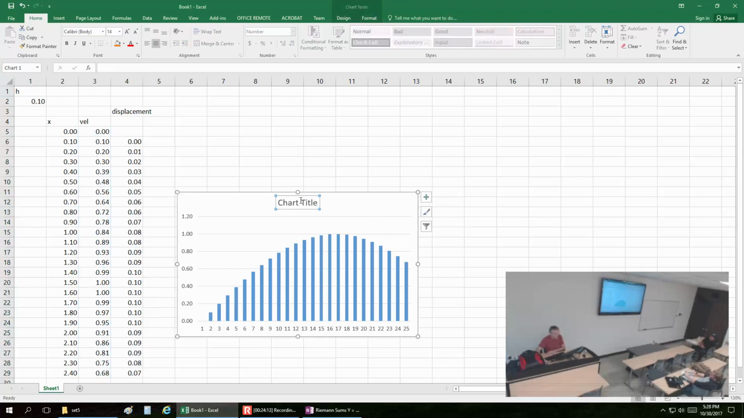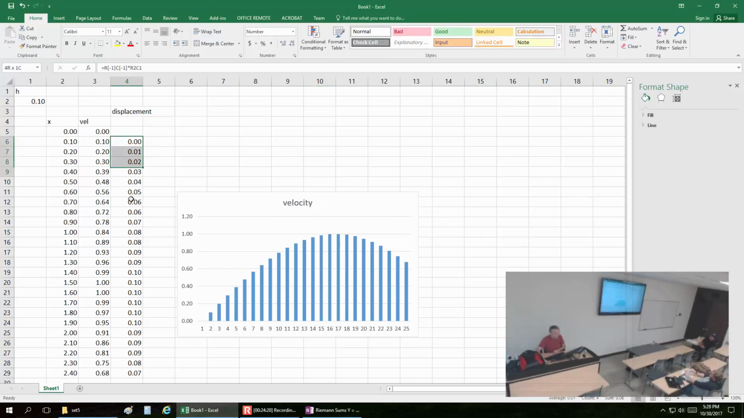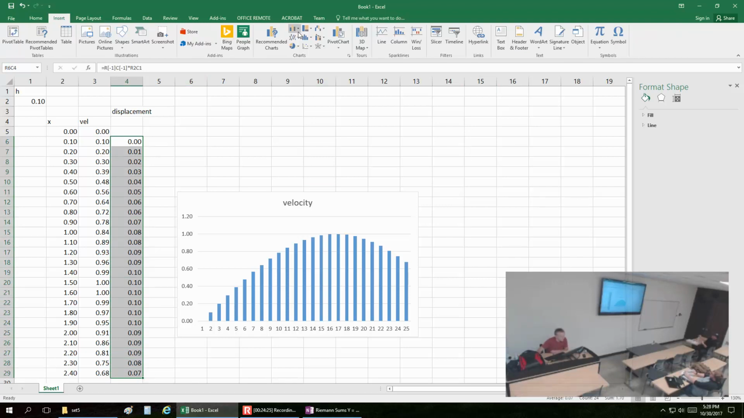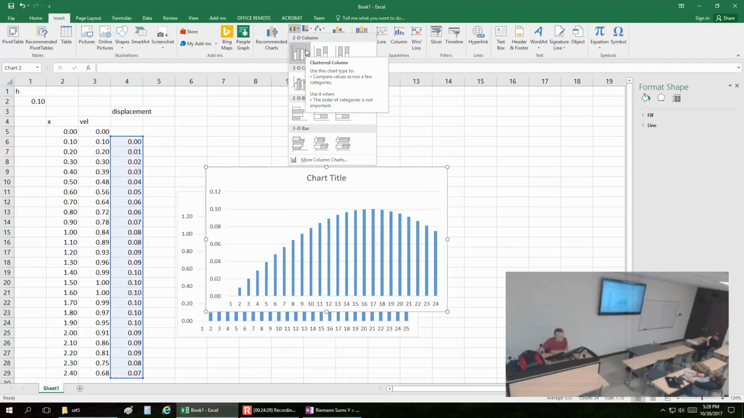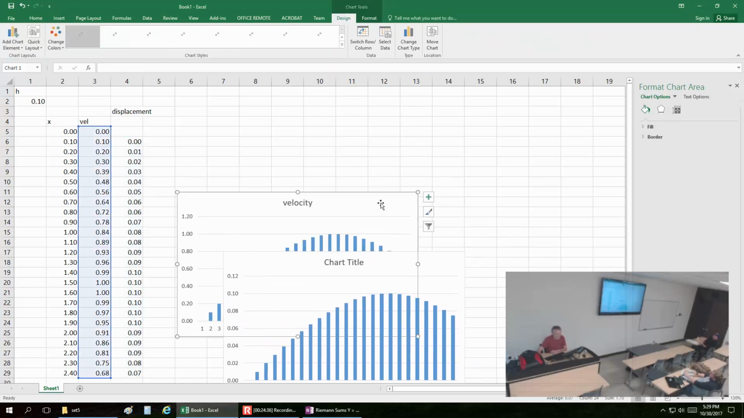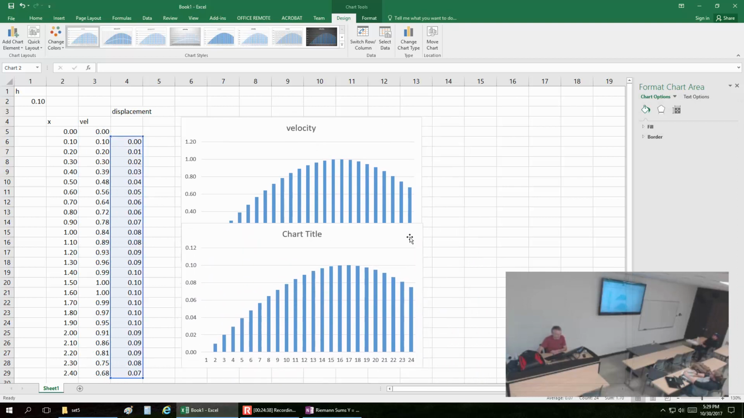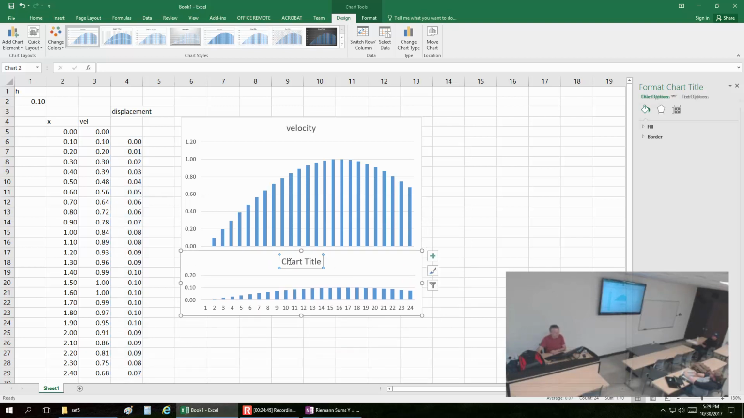So once again, this one was velocity. And now I'm plotting displacement. Okay, so this is my displacement, which is slightly out of proportion. Little displacement every time.